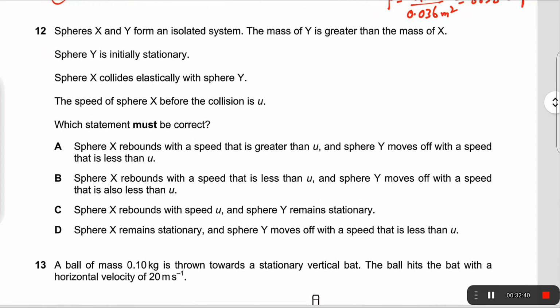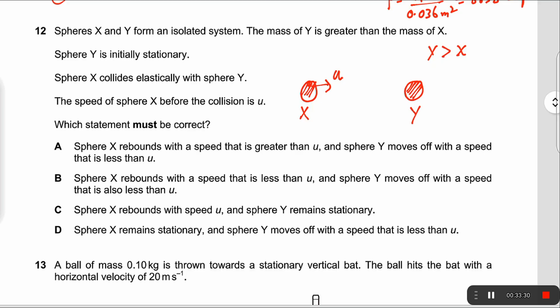Understand it? Now there is another question, 12. Spheres X and Y form an isolated system. The mass of Y is greater than the mass of X. Sphere Y is initially at rest. Now sphere X collides elastically with sphere Y. X is in motion, and the speed of X before collision is U. Which statement is correct? Once it hits sphere Y, Y will come into motion. Sphere X rebounds with a speed greater than U?